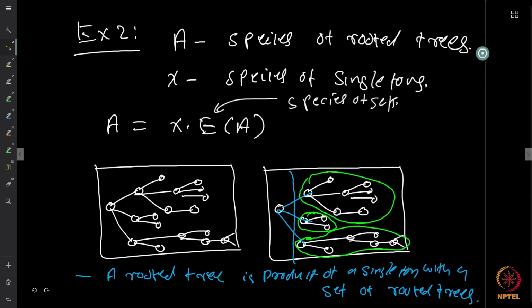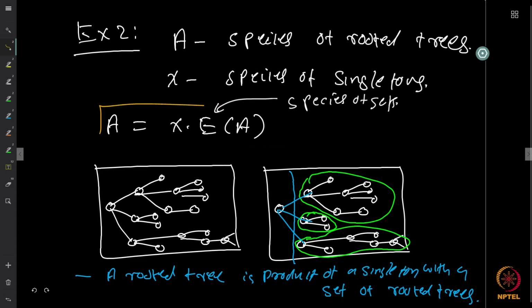which can be thought of as the neighbor of each of these roots, which makes it the new root. So a rooted tree is the product of a singleton with a set of rooted trees. Therefore, A is equal to X dot E of A.